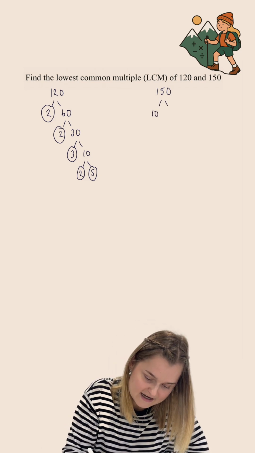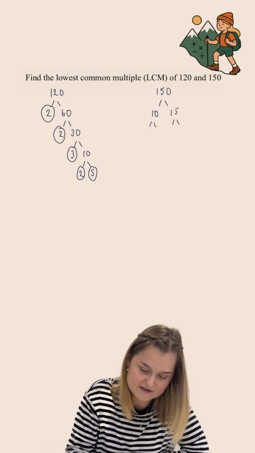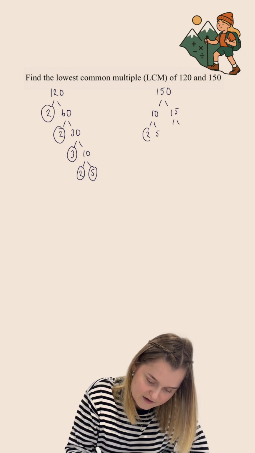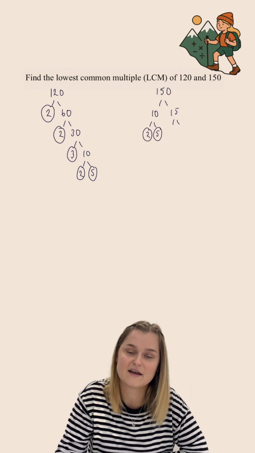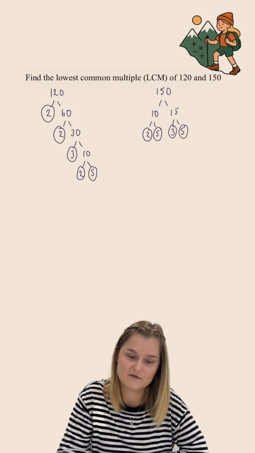I'm going to start with 10 and 15. Neither of these are prime, so we continue our factor tree from both. For 10, I'm going to split this into 2 and 5, both of which are prime, so they both get circled. And then for 15, we have 3 and 5. Again, both of these are prime, so we circle both of them.